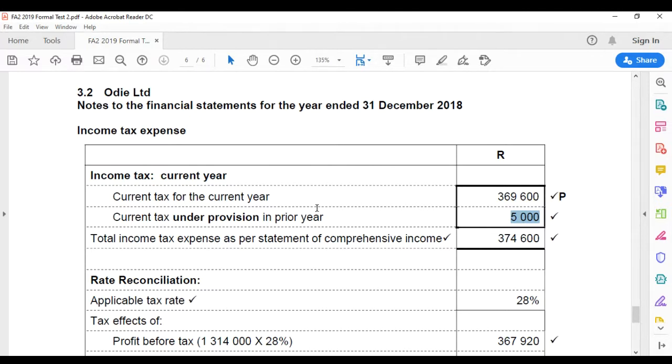Okay, then the second part. The second part of this note is what we refer to as the rate reconciliation, or you can also call it your tax rate reconciliation or income tax rate reconciliation. But, ladies and gentlemen, do not only call it reconciliation. That says nothing. So either call it the rate reconciliation. The users will know you're talking about the income tax rate because this is the income tax expense note. So at least call it rate reconciliation, or you can call it tax rate reconciliation.